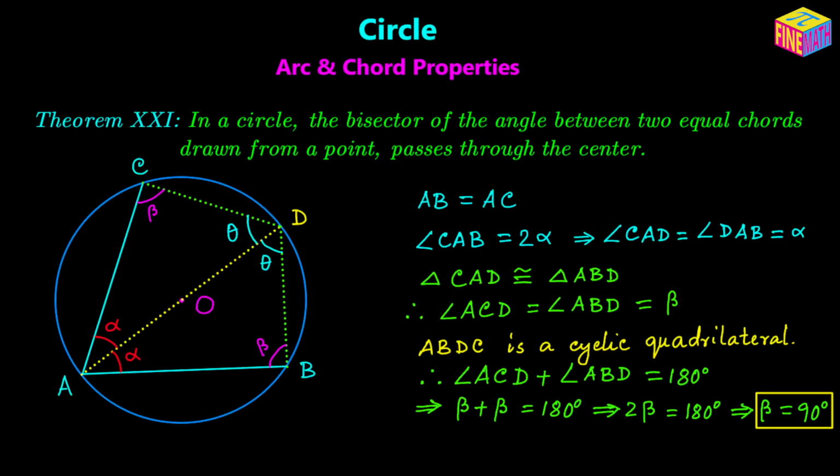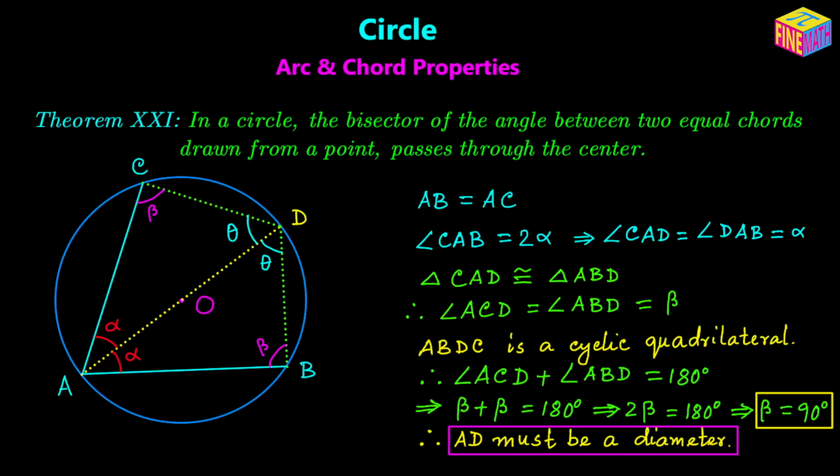In a previous theorem also we have seen that only a diameter can subtend a 90 degree angle on the circle. And here, because the chord AD is subtending an angle of 90 degrees, which is the beta angle, that means AD is nothing but a diameter of this circle. And that's exactly what we needed to prove. And because AD is a diameter, definitely it passes through the center of the circle, and that's what we needed to prove for the theorem.